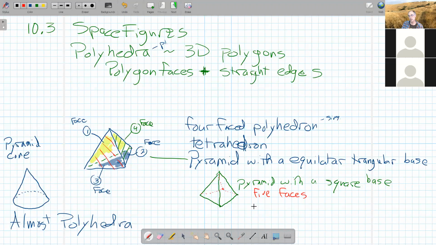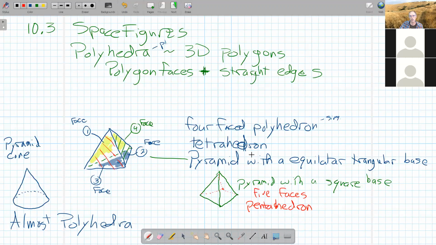So we could call this a pentahedron, penta for 5, like pentagon, hedron, because it is a 5-faced polyhedron. Okay, so this could be called a pentahedron, in addition to being called a pyramid with a square base. But it's not regular, because maybe these 4 triangular faces might be congruent, but they're not congruent to the base, right? So it's not regular.